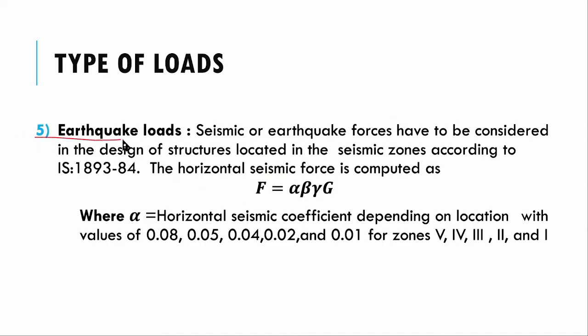The last one is earthquake loads or seismic forces, which have to be considered in the design of structures that are located in seismic zones. The seismic force is computed as F is equal to alpha, beta, gamma and G. Alpha is horizontal seismic coefficient depending on location, with values of 0.08 for zone 5, 0.05 for zone 4, 0.04 for zone 3, 0.02 for zone 2 and 0.01 for zone 1. These are the values of alpha, horizontal seismic coefficient.